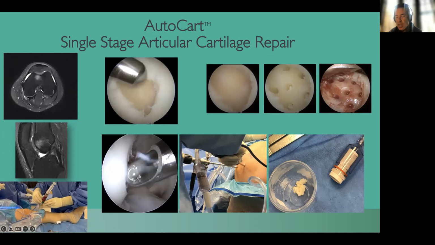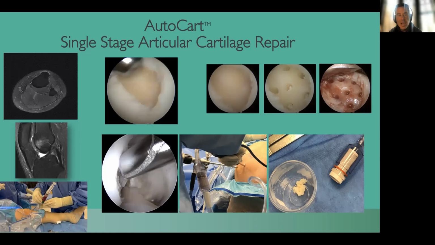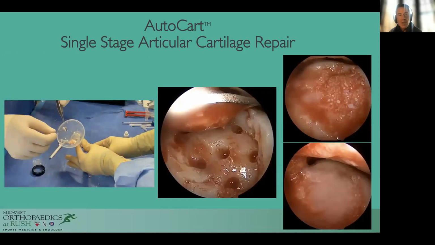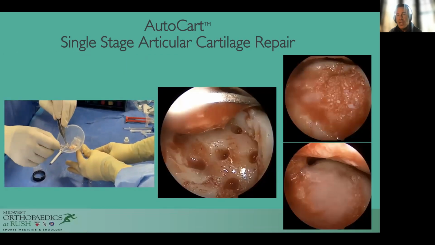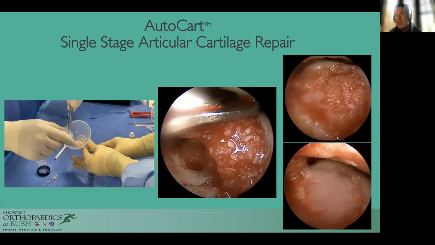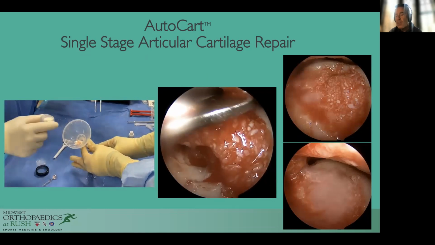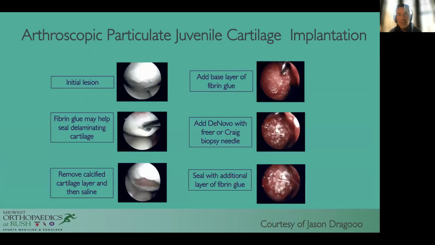allogeneic cartilage, autologous cartilage, and some source of growth factors such as PRP or bone marrow aspirate. This is typically mixed on the back table. Then it's introduced arthroscopically into a dry field. Dry arthroscopy is relatively easy to perform. And these patients are treated postoperatively, much like we treat marrow stimulation.